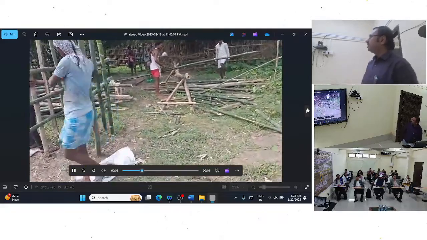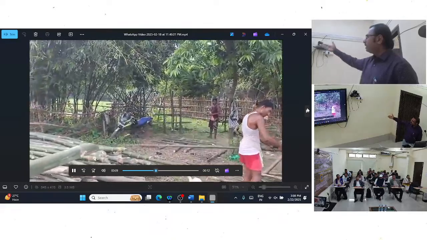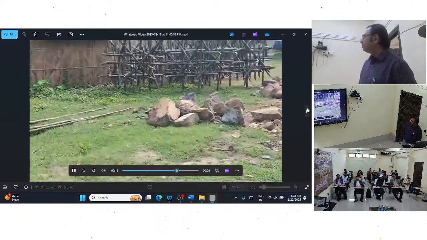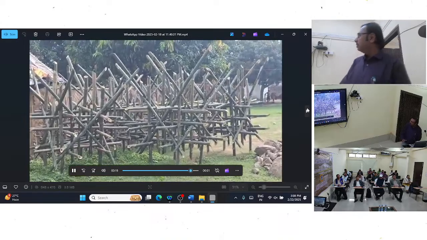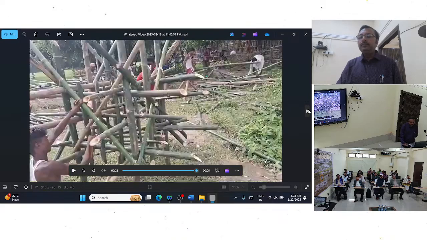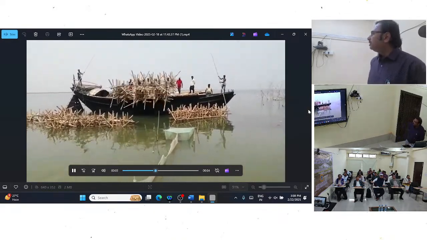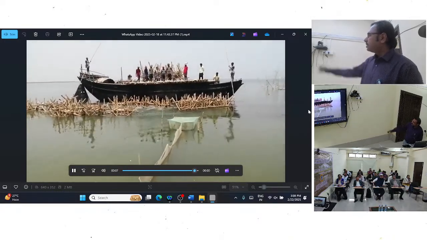ओ आच्छा. They are dead very fast because bamboo is widely available. And it acts as a screen.